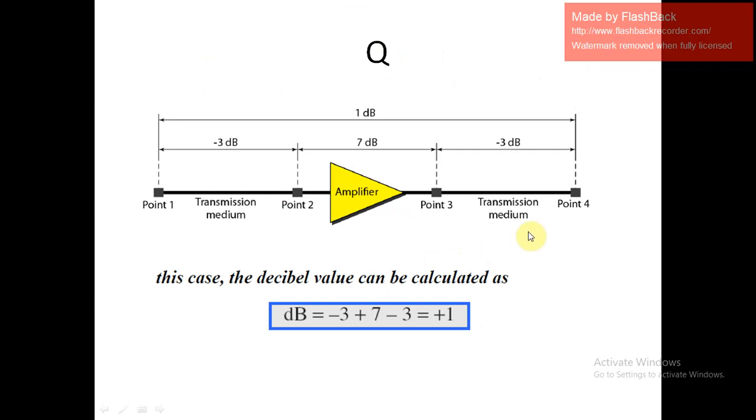So another question is there. If you have a combination of transmission media, and each medium contributes some amount of loss, and you have an amplifier giving some amount of gain, it's a mixed type of system with two transmission media and an amplifier between them. The question is, what is the total loss or gain? The values are given: minus 3, 7 and minus 3 again. These values can also be changed as far as the design is concerned, and you can calculate the total loss or gain in terms of dB.